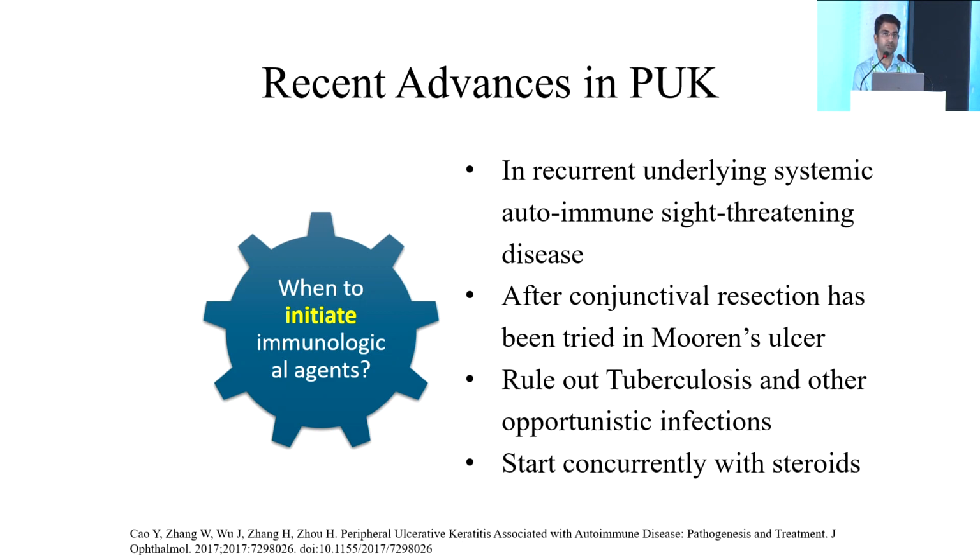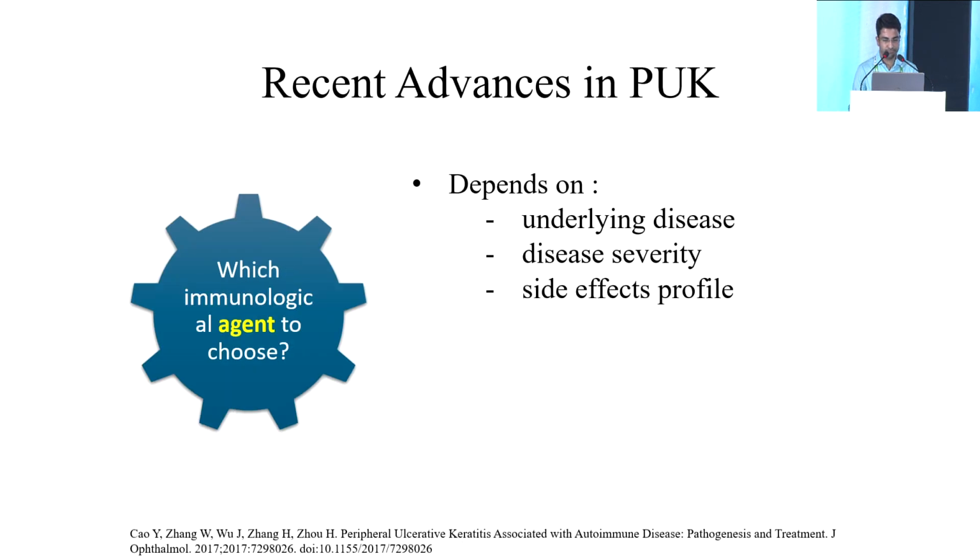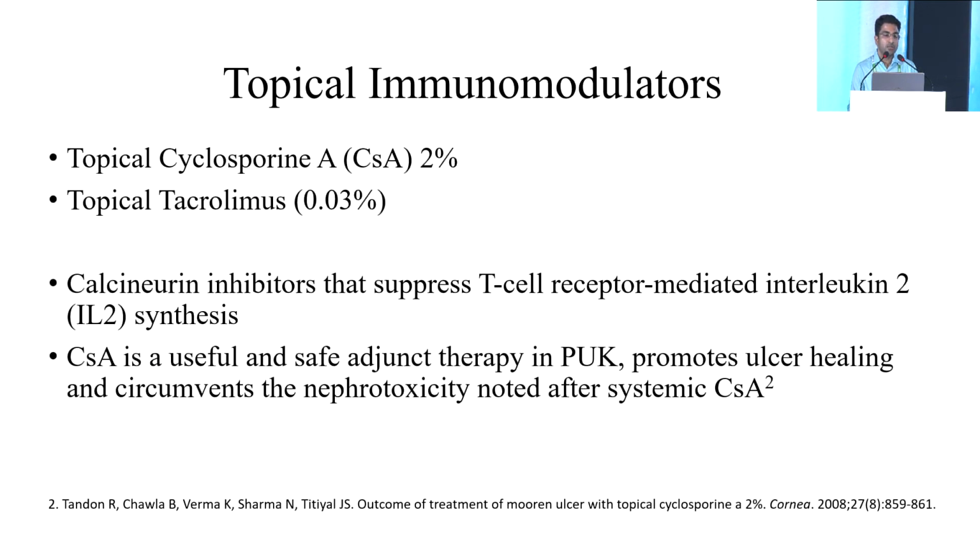Once the steroids take action, the immunological agents will take a few weeks to start acting. So steroid should be the initial mode of treatment in all cases. And which immunological agent to choose depends on, as I said, the underlying disease, disease severity, as well as the side effect profile. What are the immunological agents which you can use?